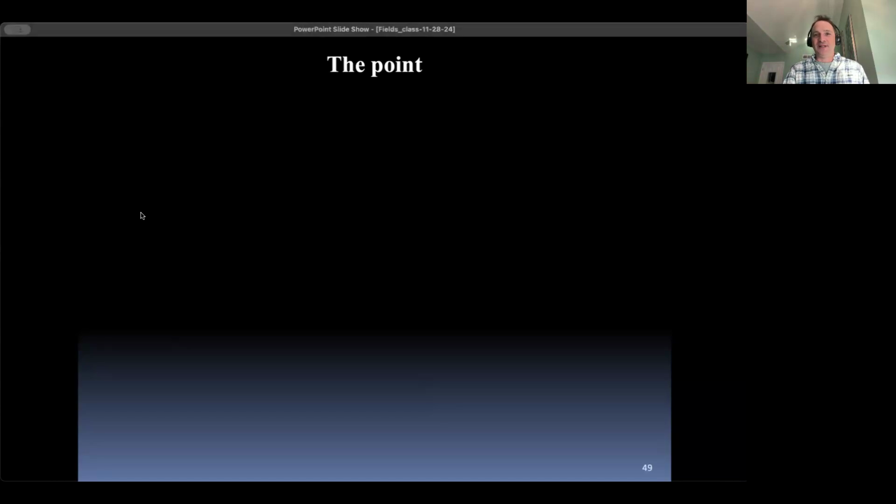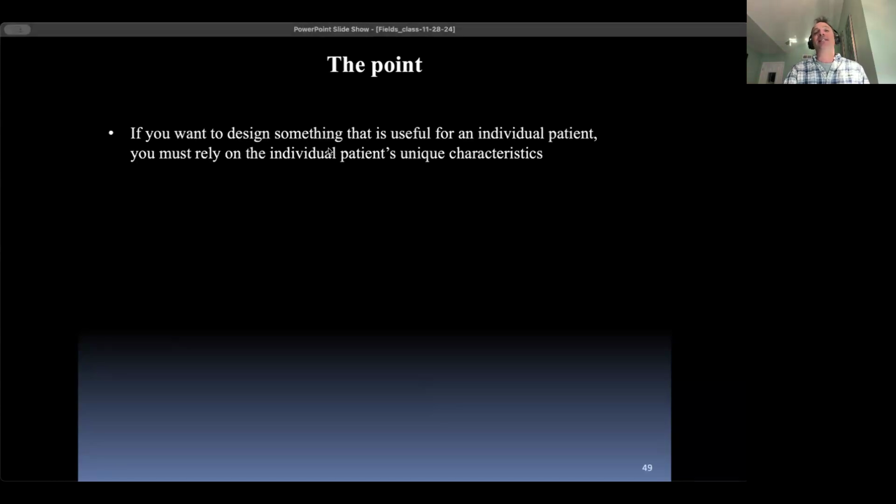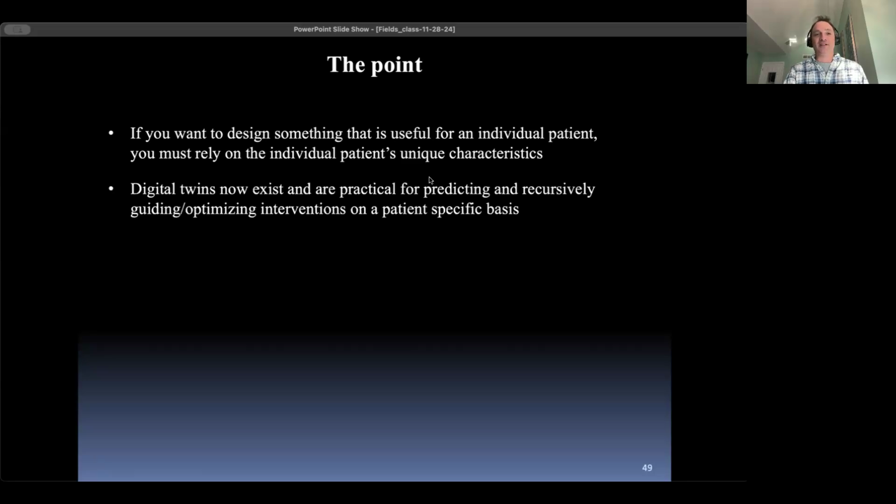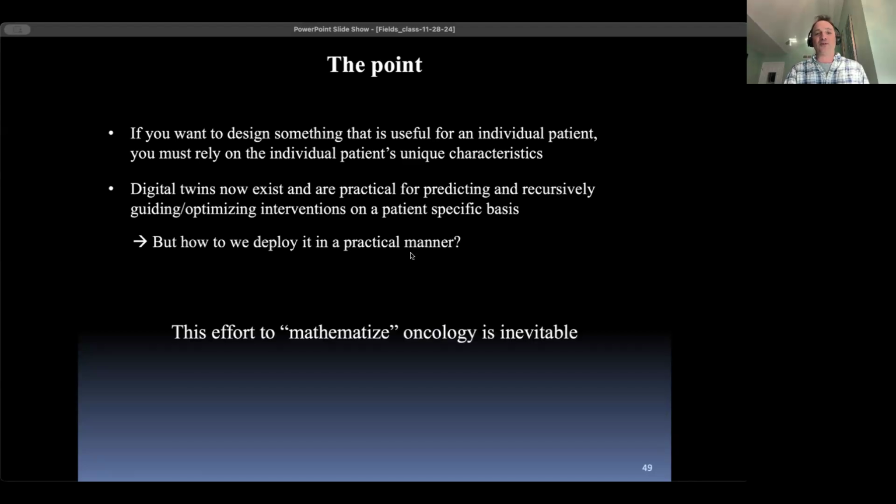Well, I'll go ahead and finish up here. It's 10:07. So the point is, if you want to design something that's useful for the individual patient, you've got to worry about that individual patient's unique characteristics. Digital twins are things that you can build now, and they're practical for predicting and recursively guiding interventions. We just have to figure out how we're going to deploy them in a practical manner.